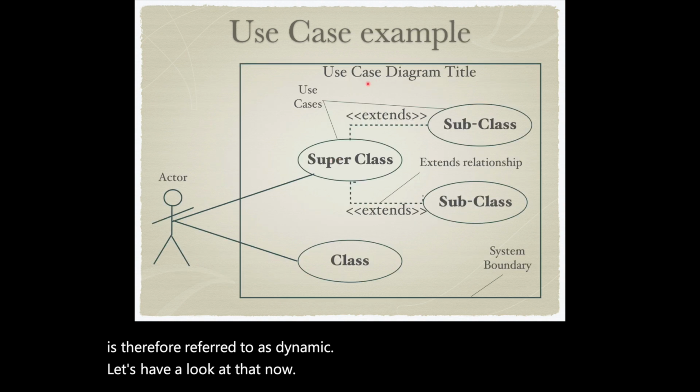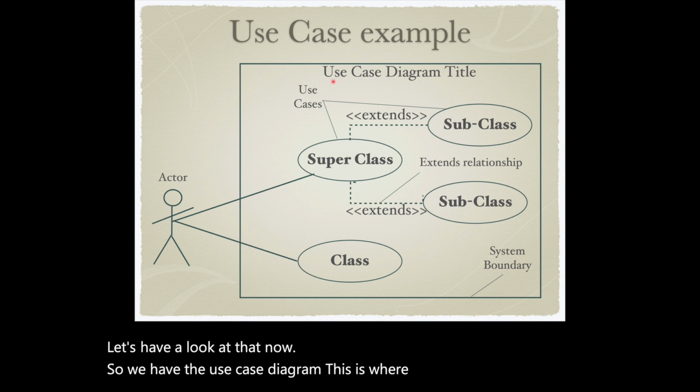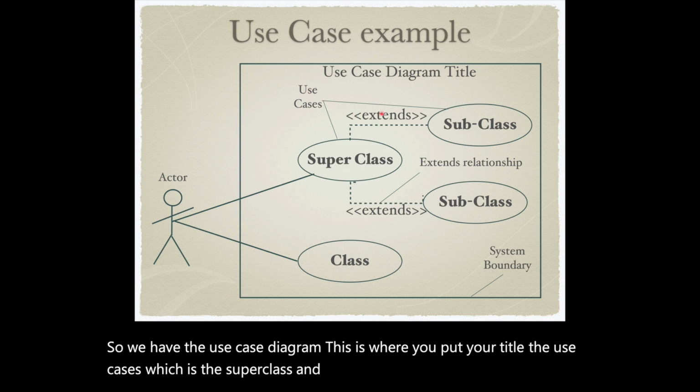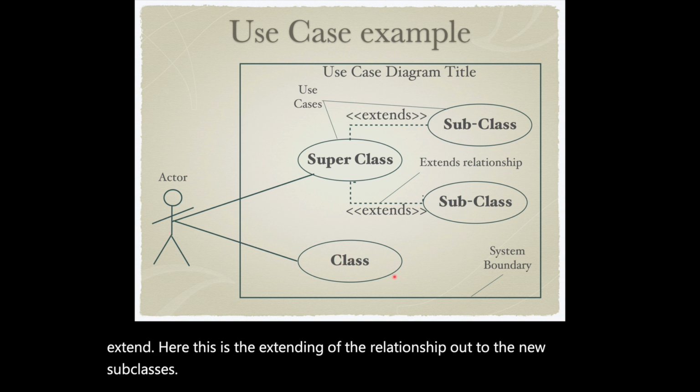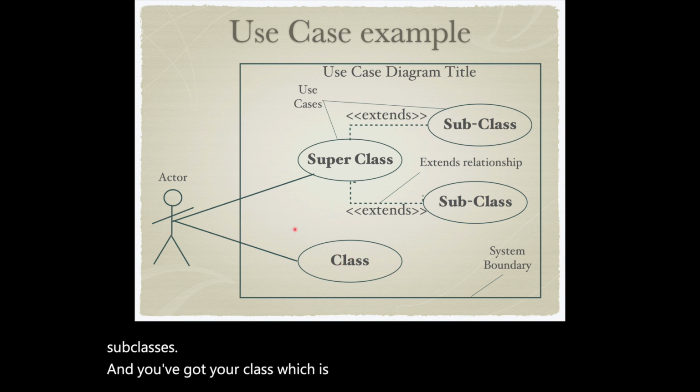So we have the use case diagram. This is where you put your title. The use cases, which is the superclass and the subclass. You have your extend and extend here. This is the extending of the relationship out to the new subclasses. And you've got your class, which is different. Okay, and this is the system boundary. Your actor here is the influence that uses the program or whatever application you're running.